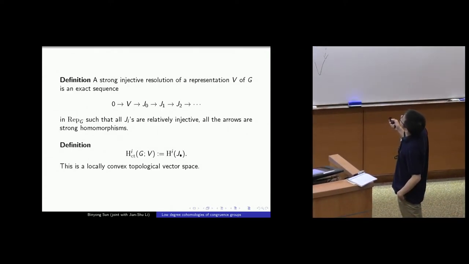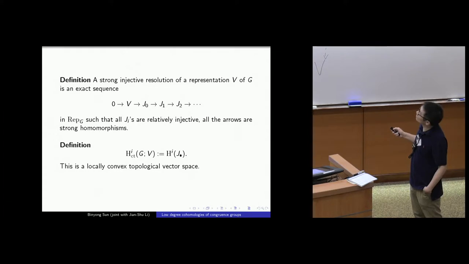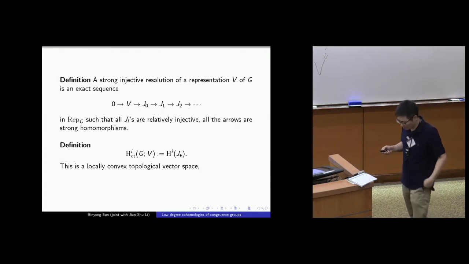A strong injective resolution of a representation V of G is an exact sequence in this category of representations of G, such that all the J_i are relatively injective and all the arrows are strong homomorphisms. We need all the arrows to be strong. Then we define the continuous cohomology to be the cohomology of this complex. This is a locally convex topological vector space, of course, but it might not be Hausdorff. And this space is independent of the resolution, just the same as in the usual homological algebra.